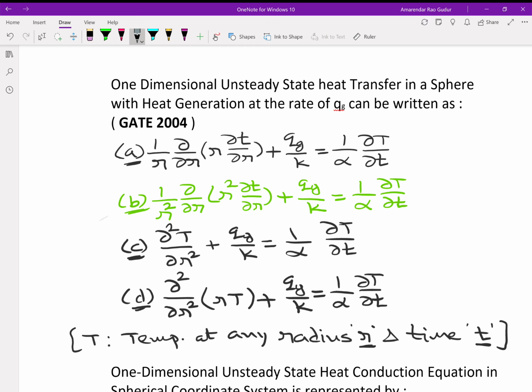One-dimensional unsteady state with uniform heat generation. So the first term plus the fourth term is equal to the right hand side. Equation A looks to be good, but 1 by R, that's a problem. It must be R square. This is for cylinders, in fact. Equation C looks to be good, but absolutely no radius is coming inside the parenthesis. And equation D is absolutely wrong because nothing is matching.